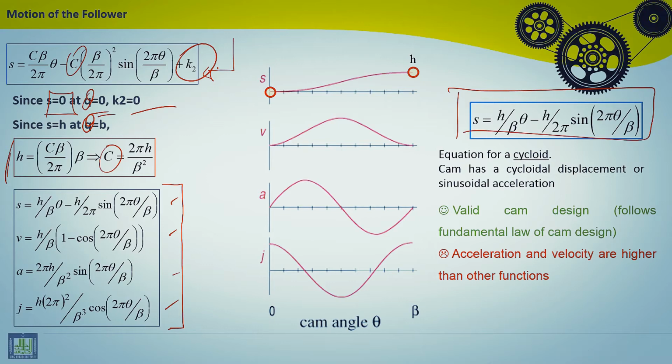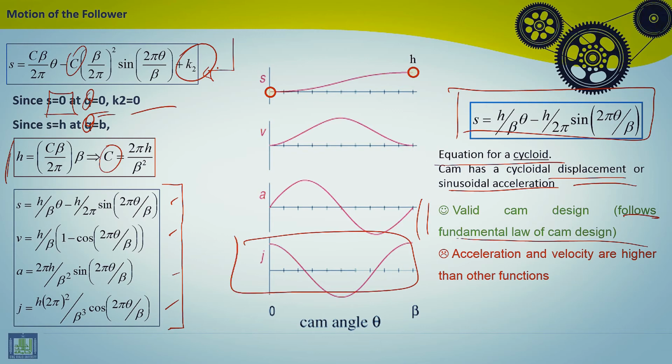This is the equation for a cycloid cam: it has a cycloidal displacement, then sinusoidal acceleration. So this cam design is valid and follows the fundamental law of cam design. Since velocity and acceleration are finite, and also jerk is finite for the whole period. But the acceleration and velocity here are higher than other functions.